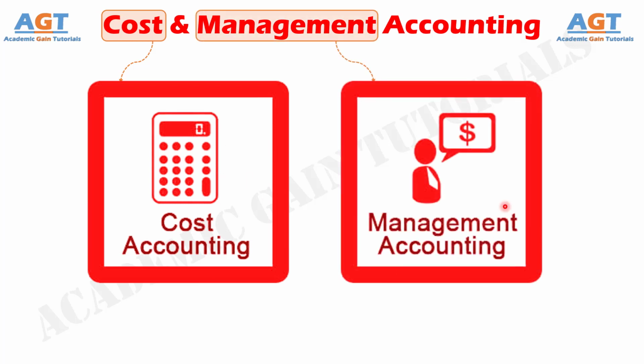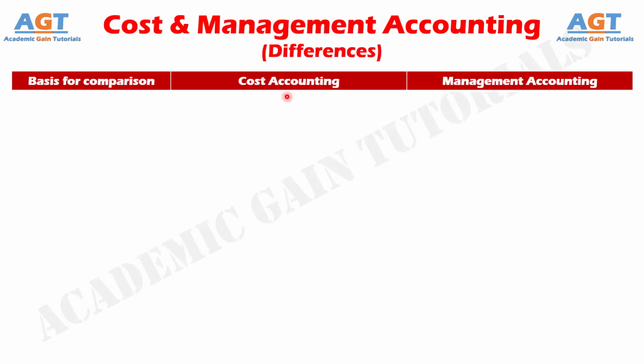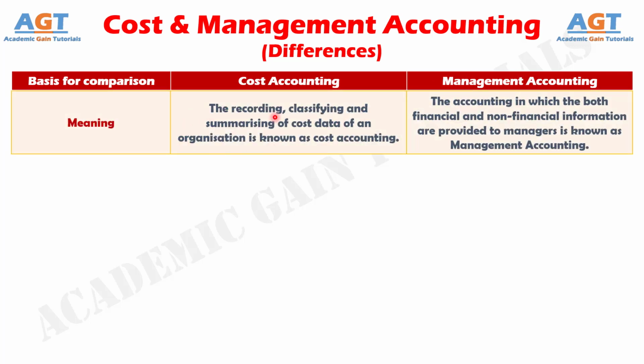Conversely, management accounting is the type of accounting which assists management in planning and decision-making and thus known as decision accounting. So, let's look into the basic differences between cost accounting and management accounting in a tabular form. Difference number 1. The accounting related to the recording and analyzing of cost data is cost accounting. The accounting related to producing information which is used by the management of the company is management accounting.